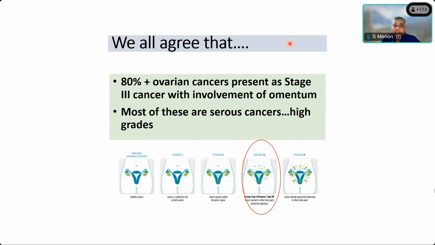We have to all agree that at least in our country, 85 to 90% of ovarian cancers present with omental metastasis at presentation. Yes, Dr. Rahul, you are free to, you will get this presentation, don't worry.